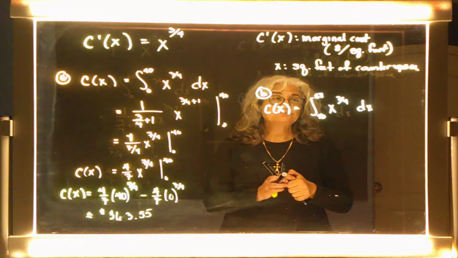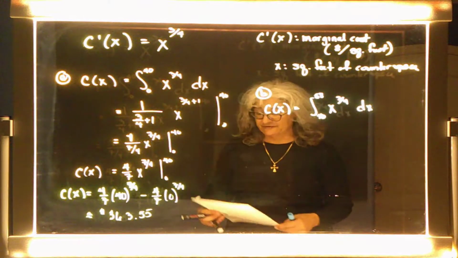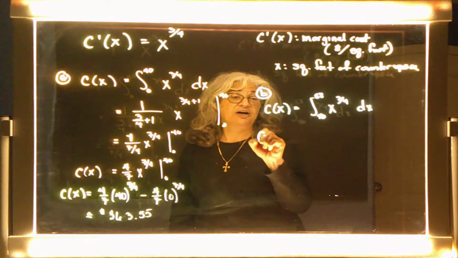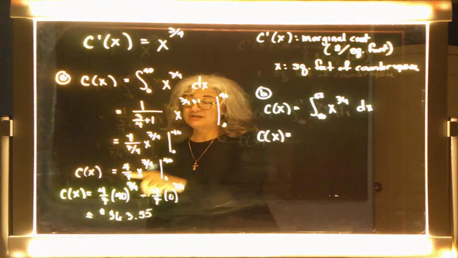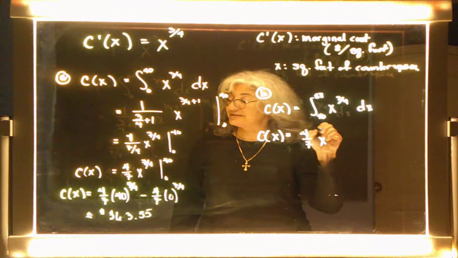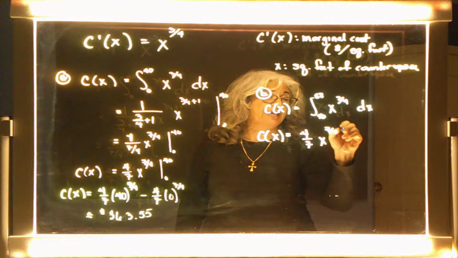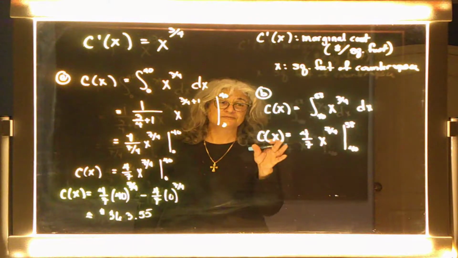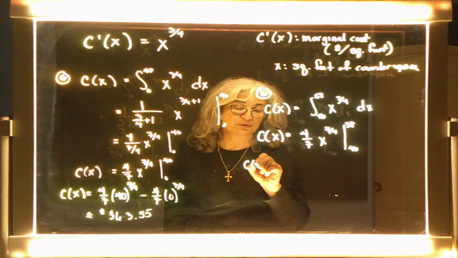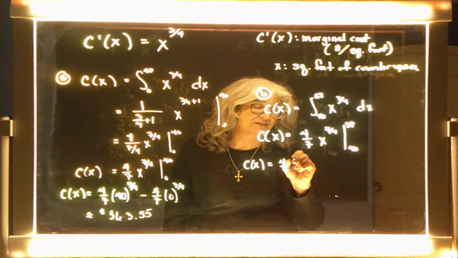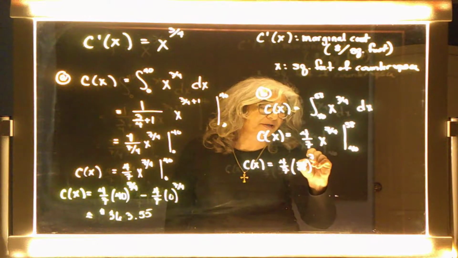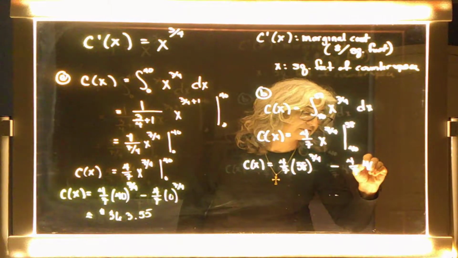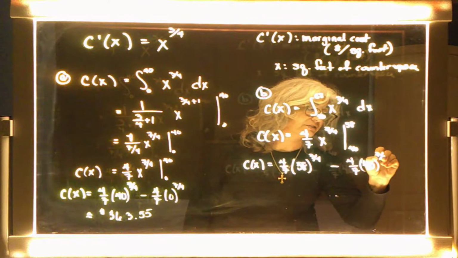Okay, so we already found the antiderivative, did we not? So let's see, the antiderivative, the cost turned out to be 4/7 x to the power of 7/4, and now I'm evaluating from 40 to 58. Cool? All right, so when we plug things in, we're going to do 4/7 times the 58 raised to the power of 7/4 minus 4/7 times 40 to the power of 7/4.